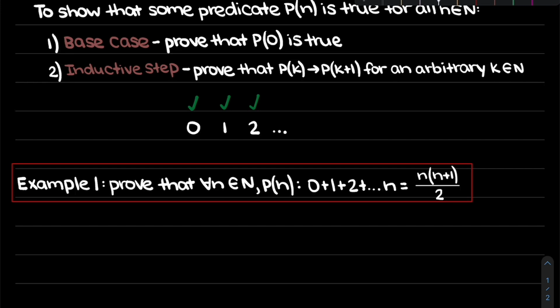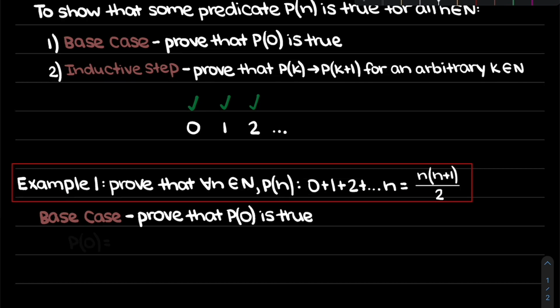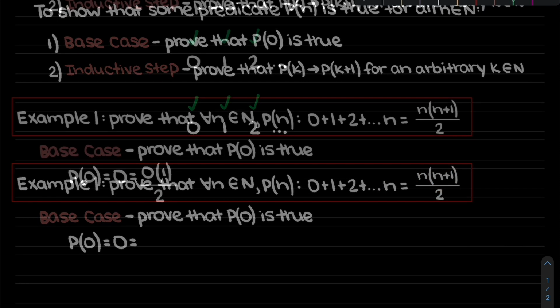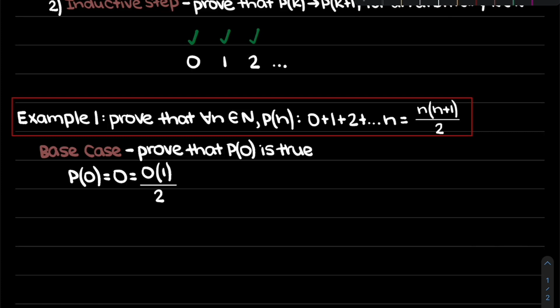The first step in doing so is the base case, in which we are trying to prove that P(0) is true. The predicate tells us that P(0), which is the sum of the natural numbers from 0 to 0, which is just 0, is equal to 0 times 1 over 2, which is true because 0 times 1 over 2 is 0, and thus we have proven that P(0) is true.